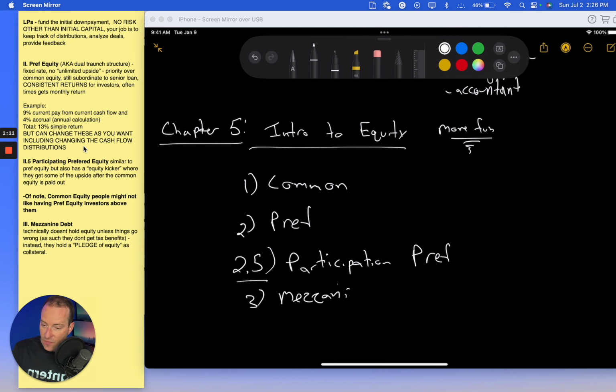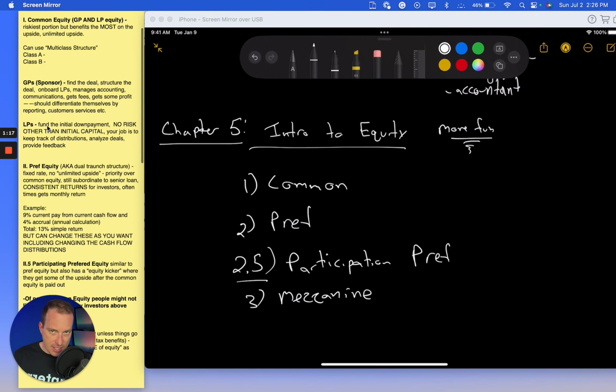Now, these are very important because you're going to be telling your investors about the stack. Remember, we talked about the stack before. Who gets paid first? The bank. Who gets paid last? You, GPs. Who gets paid second to last but has the biggest upside? Common equity, aka the LPs, aka the capital partners.